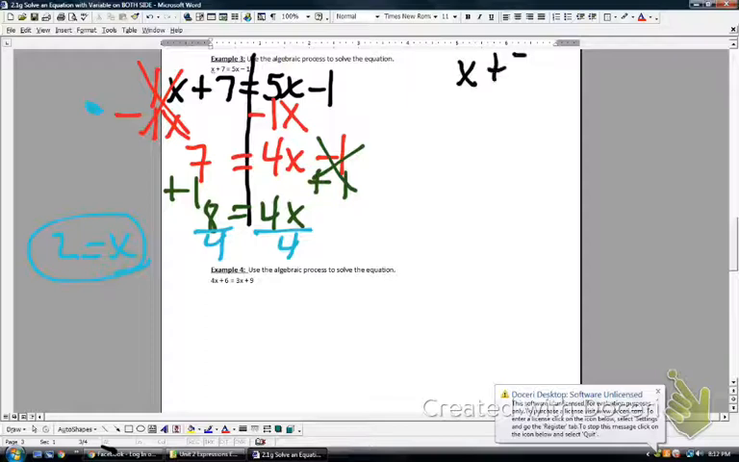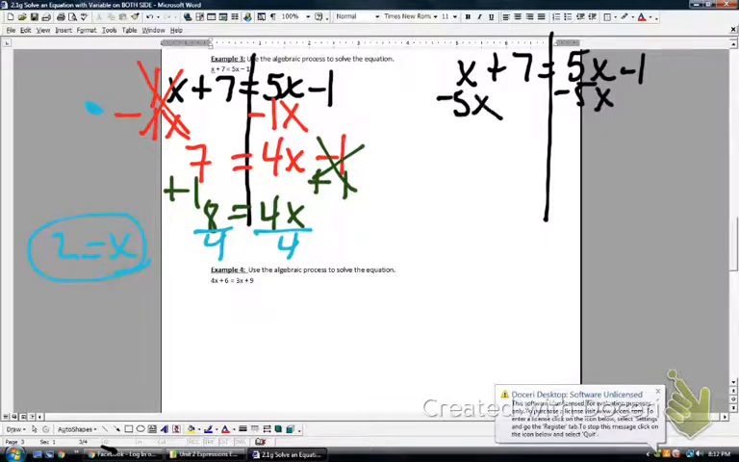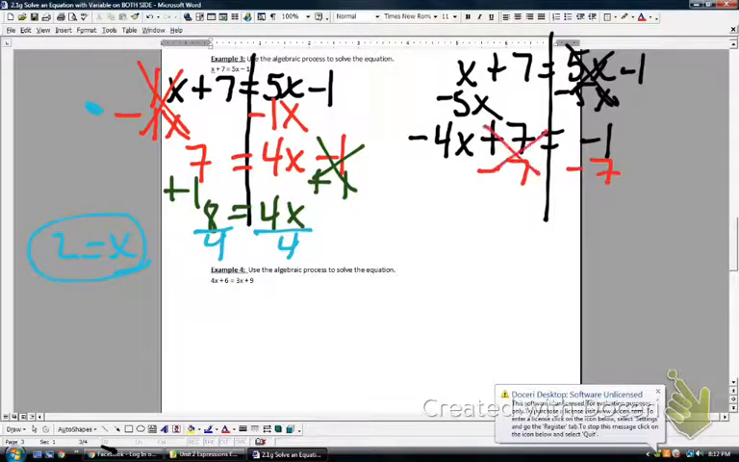So I'm going to have x plus 7 equals 5x minus 1. I'm going to subtract 5x from both sides. This goes away, and I'm left with negative 1 here. X minus 5x is negative 4x plus 7. I forgot to change colors. So negative 4x plus 7, I need to undo that plus 7 with a minus 7. So I'm going to do that to both sides.